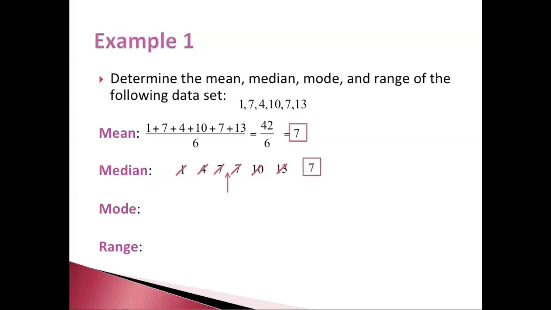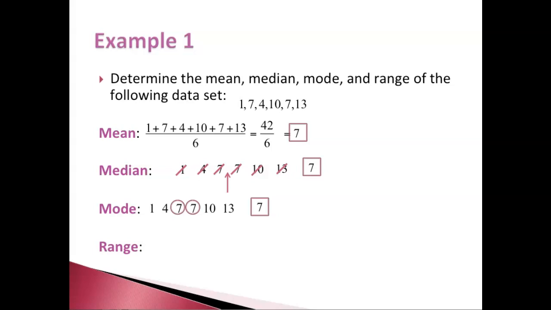Next, we're going to find the mode. The mode is the data value or values that show up the most. In this case, 7 shows up twice, while the rest of the numbers only show up once. So 7 is going to be our mode. Now, if there was another number that also showed up twice, then you would have 2 modes. Say instead of 1, 4, 7, 7, 10, 13, you had 1, 4, 7, 7, 10, and 10. Then both 7 and 10 would be the mode.